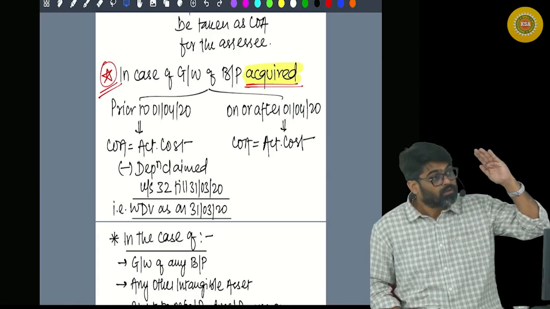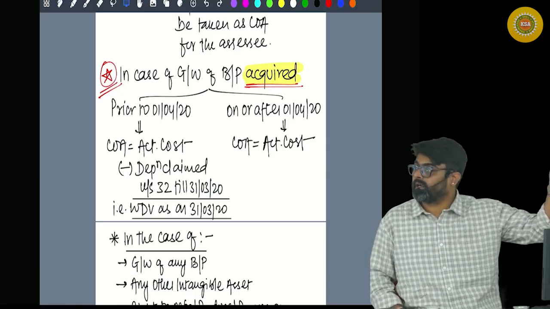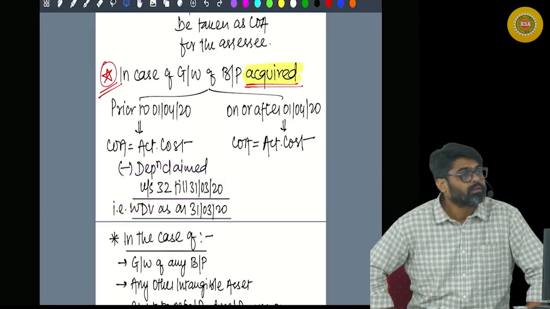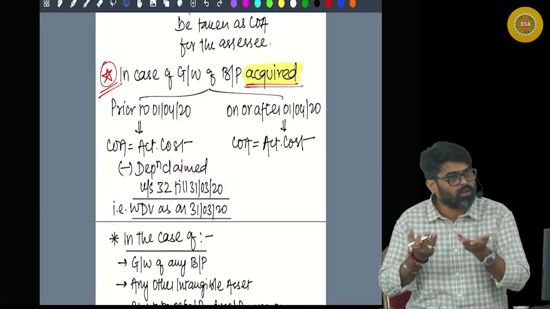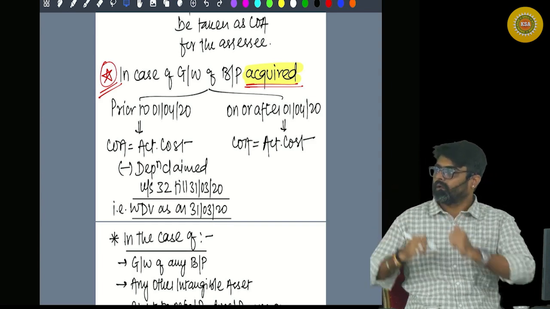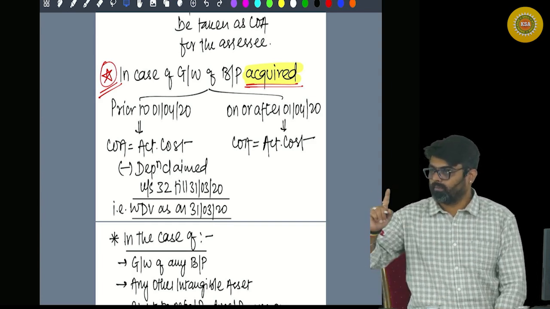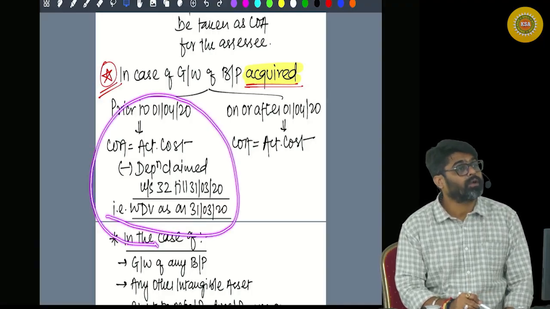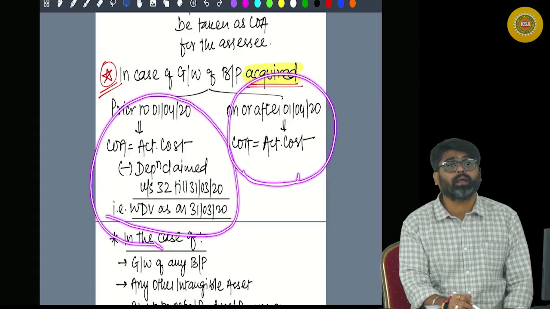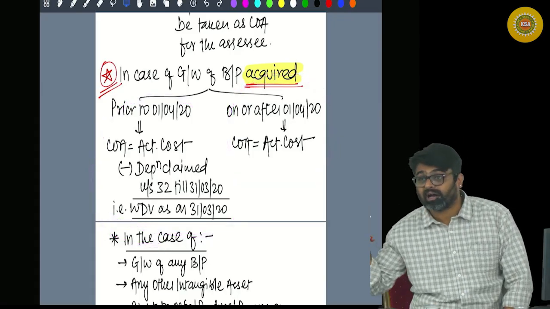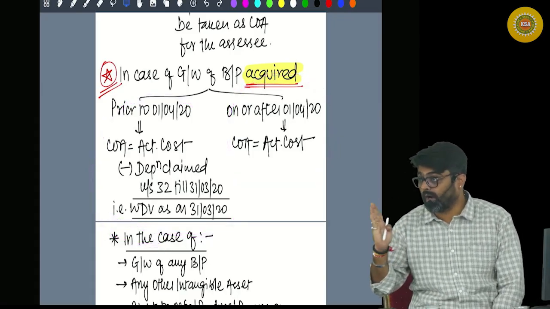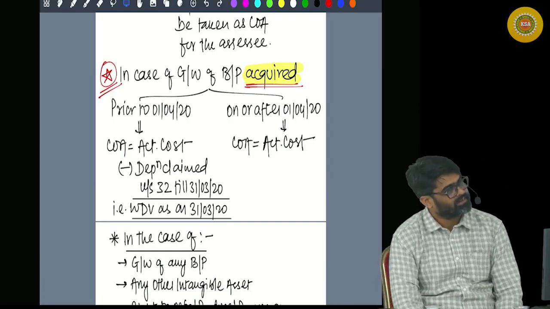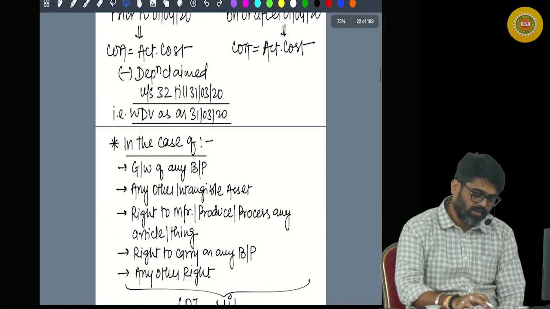Actual cost minus the depreciation which you have already claimed under the head PGBP, remaining WDV as on 31st March, is nothing but the remaining actual cost which you are going to claim under the head capital gain. So what will be the cost of this goodwill? The cost of this goodwill will be WDV as on 31st March, if the goodwill was acquired. And what if the goodwill was self-generated? Nil.